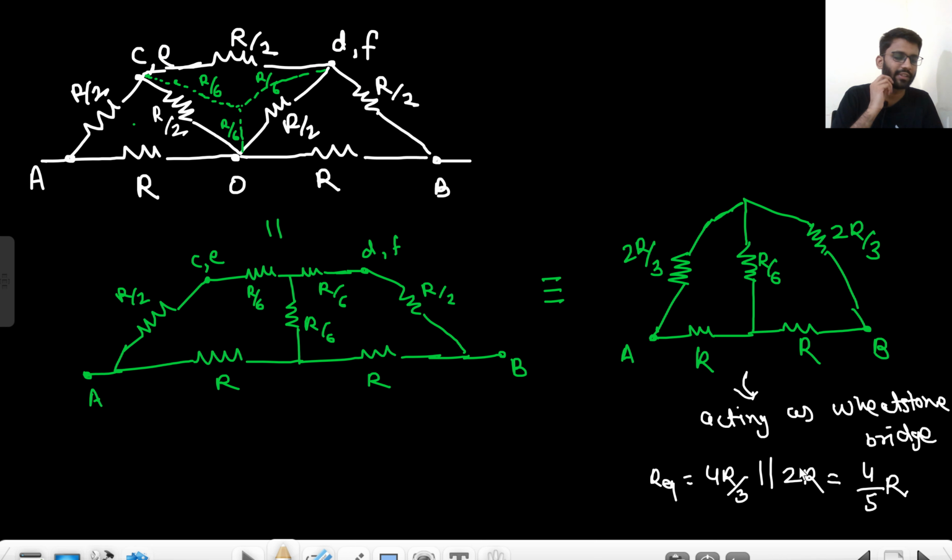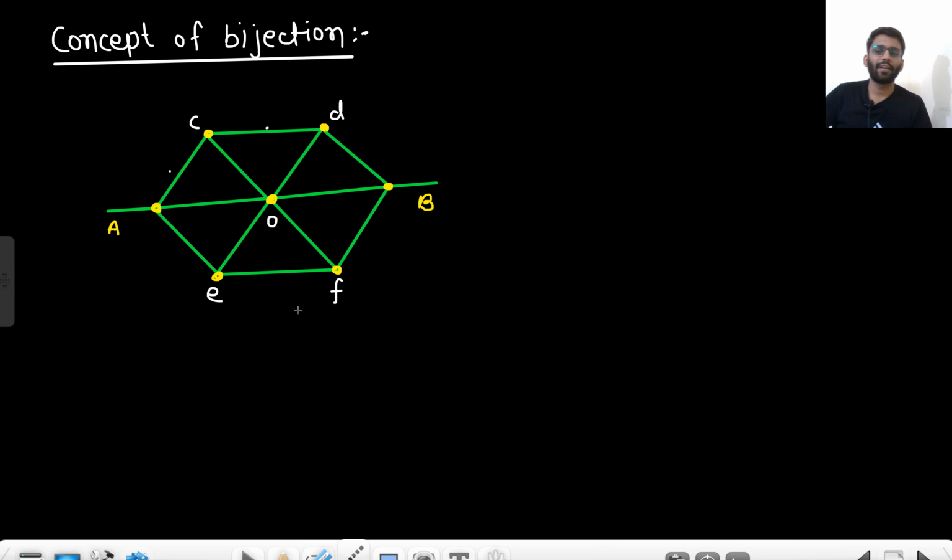Now we will solve it with the concept of bisection. Okay. So this is our circuitry. Now tell me, where will you cut it from to get the symmetry? Where will you cut it from? Like this? No, you can't cut it like this. You have to cut it like this, right? So if you cut it like this, how will your final circuit look like?